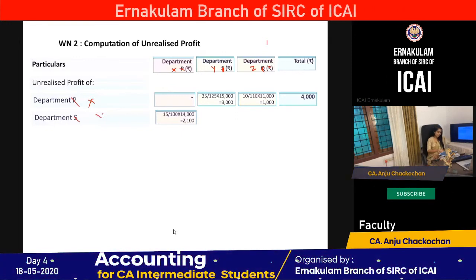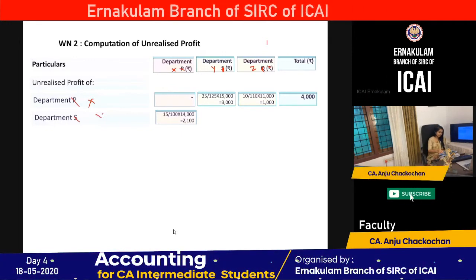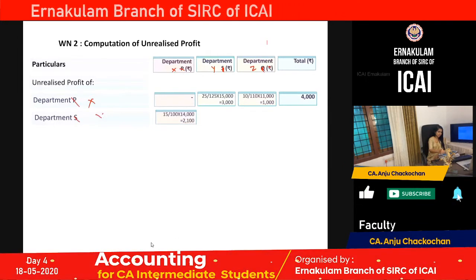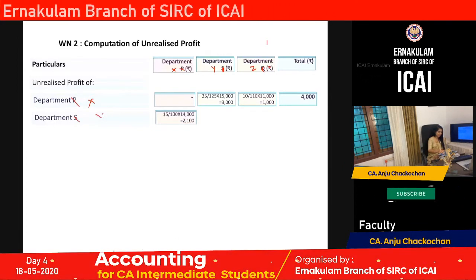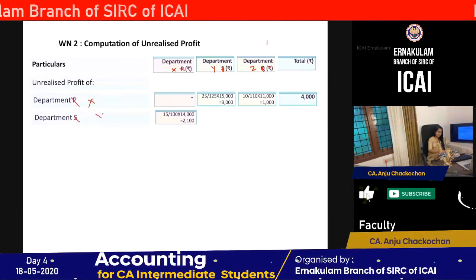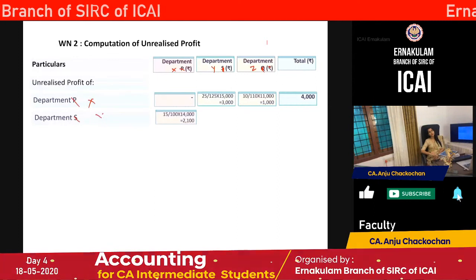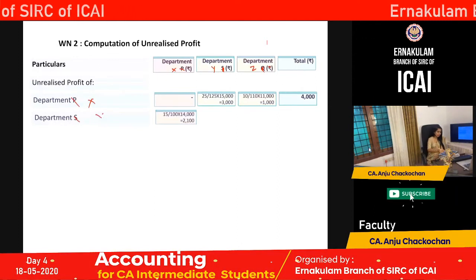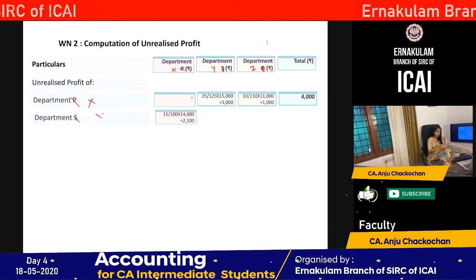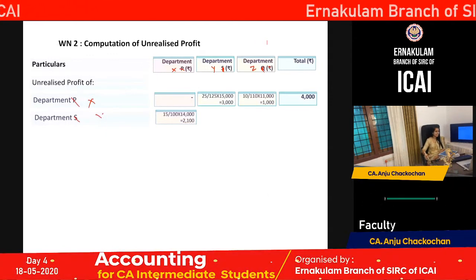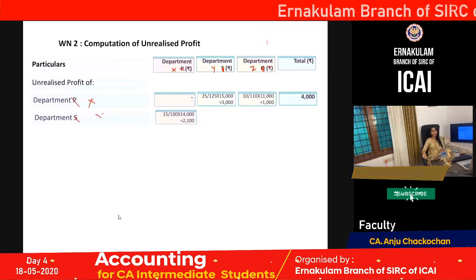All done. I guess everyone has completed. So let's see the answers. First one, it was 4,000. Next, it is 4,500. And Department Q, let's see how much is the answer. It's 2,000. Good going, students. So you have computed the unrealized profit also. It was 4,000, 4,500 and 2,000 for Department X, Y and Z. Good going. All right, so we got the unrealized profit.